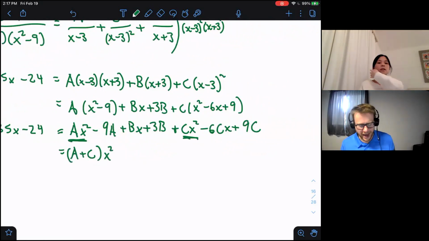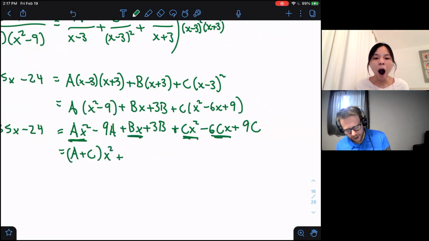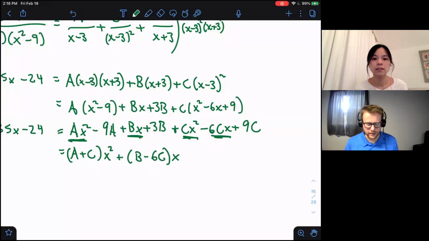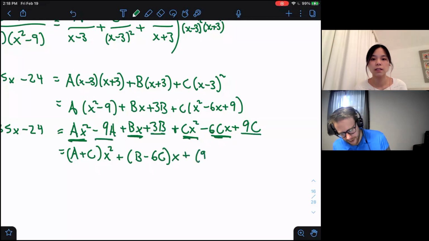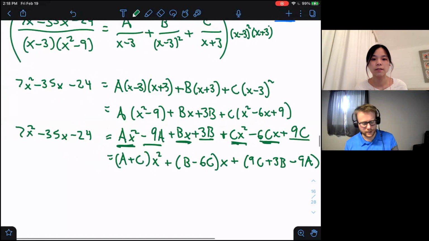All of the stuff with the x's. So let's see, these ones right here. I have an a, b, and a negative 6c. They together make up all of our stuff with our x's. And then finally, all of our constant things. So we have 9c plus 3b minus 9a. That's all of our constant pieces.